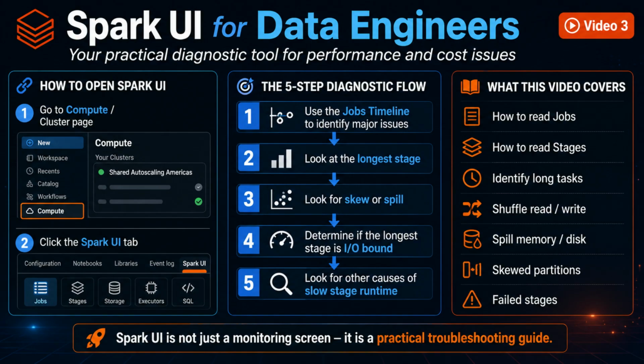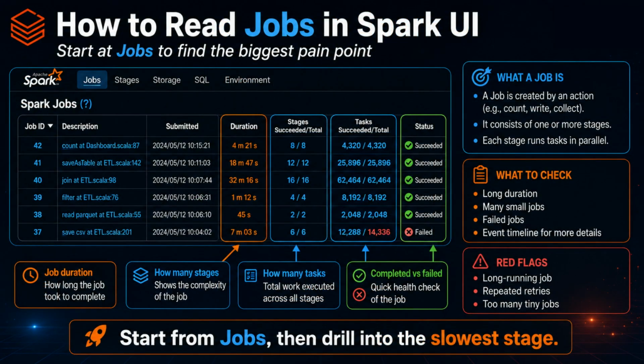A strong way to use it is to follow a simple flow. First, use the job's timeline to identify major issues. Then look at the longest stage. Next, check for skew or spill. After that, decide whether the stage is input and output bound. Finally, look for other causes of slow stage runtime. This video will show you how to read jobs, stages, long tasks, shuffle, spill, skew, and failed stages in a practical way.